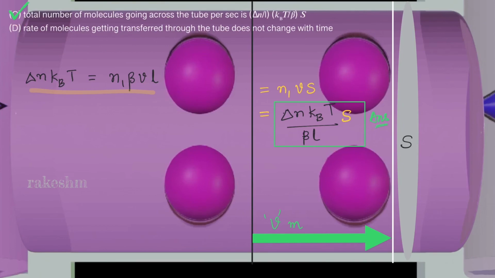In option D, he has given that the rate of molecules getting transferred through the tube does not change with time. The rate of molecules going across the tube is given as delta N Kb T by beta L into S, and it depends on delta N. As the molecules are moving from the left to the right, this delta N keeps on changing. It keeps on decreasing. So with time, the rate of transfer of molecules from left to right decreases. He has given that it does not change with time, so option D is a wrong option.